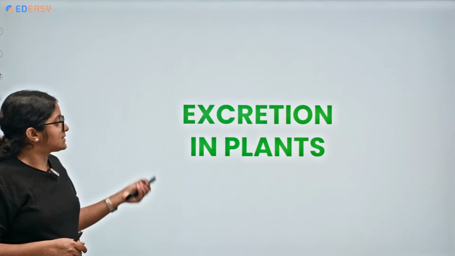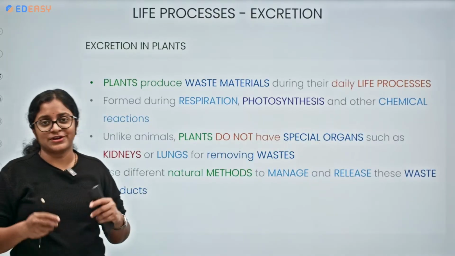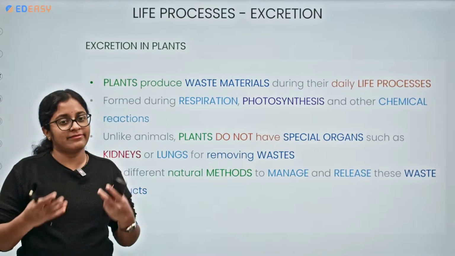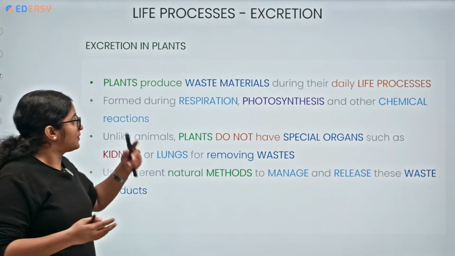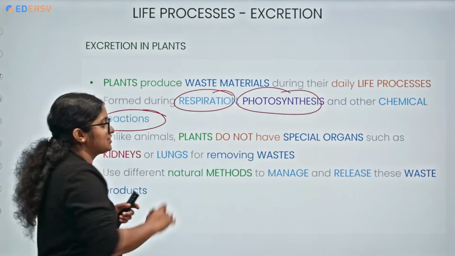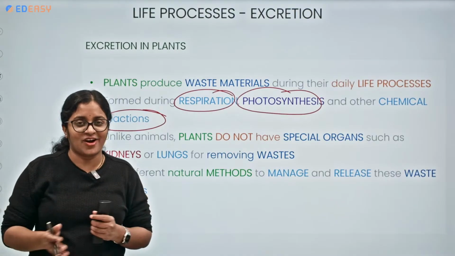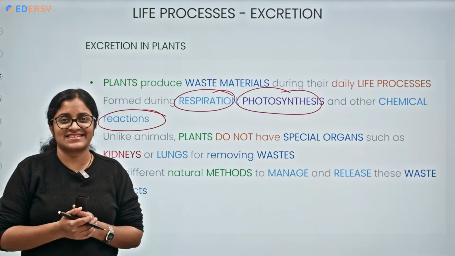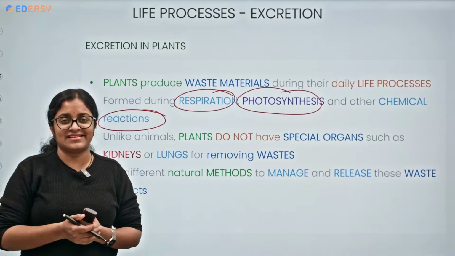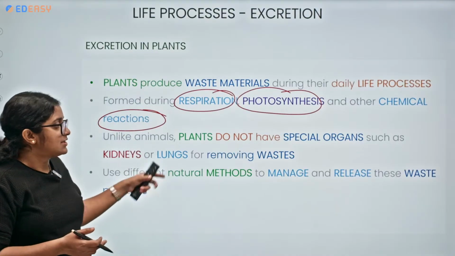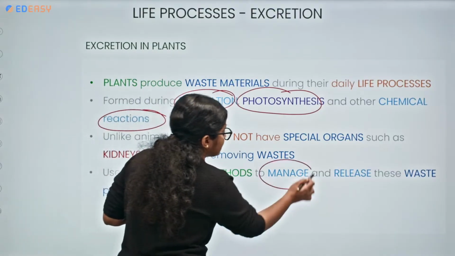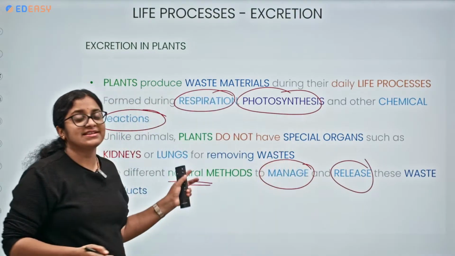Now, coming to the excretion in plants, plants are also producing waste materials as the humans or the other living organisms do during their various metabolic activities. Generally they undergo respiration, photosynthesis, and various kinds of chemical reactions. So, do you think they are having special organs? They do not have special organs. They do not have kidneys, they do not have lungs for the removal of the waste material, right? So there should be elimination. So what they are doing, they are using natural methods for managing and for releasing the waste substances.